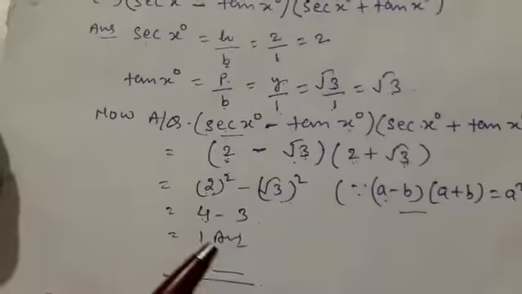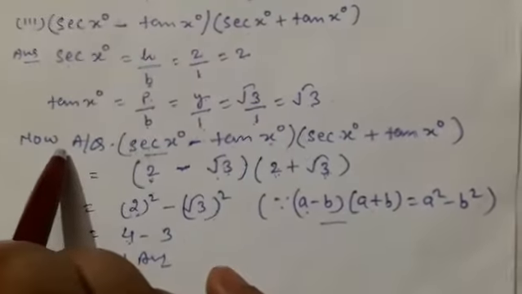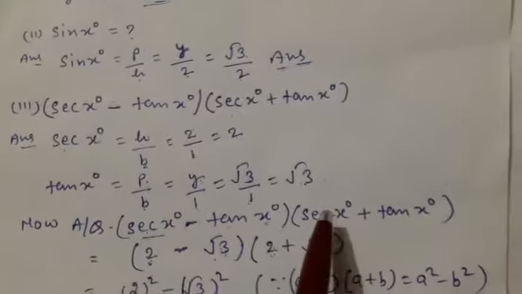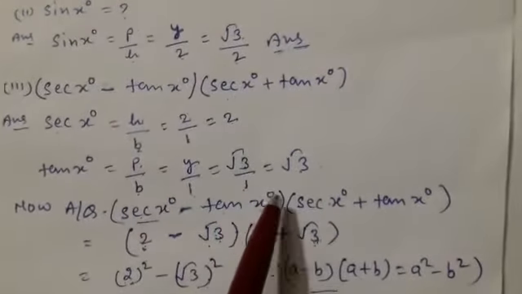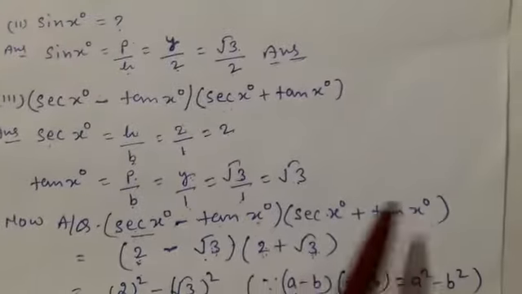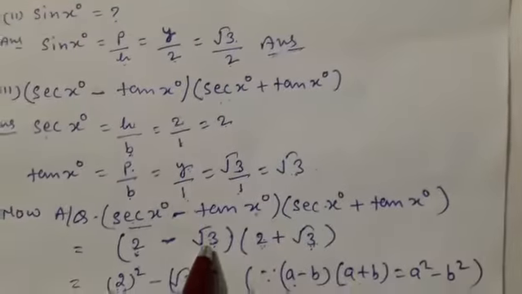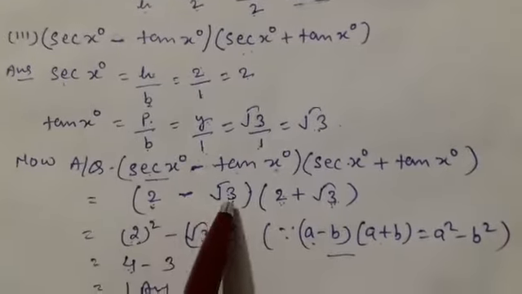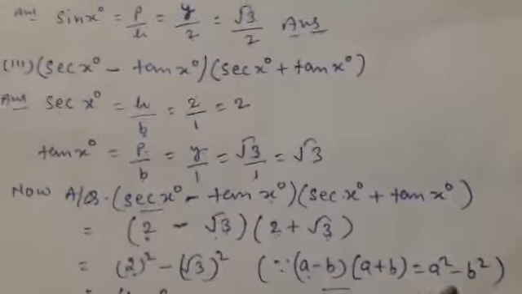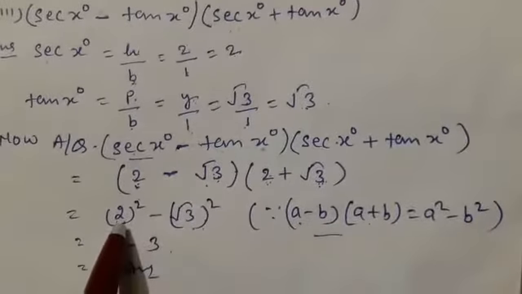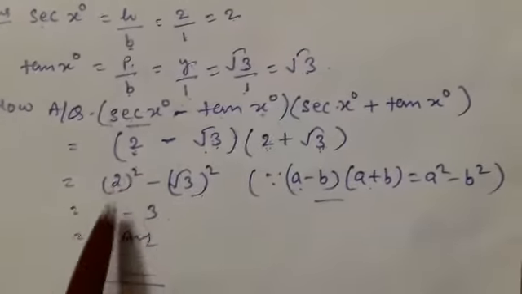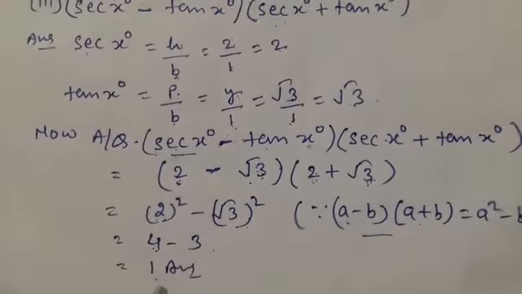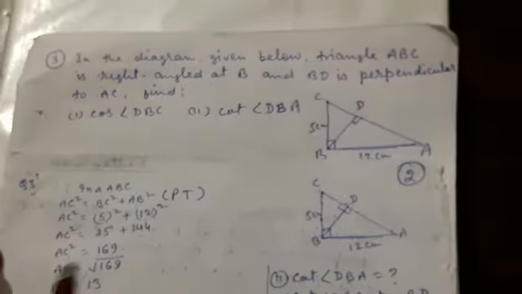Now we'll put their values in the given question. According to the question, (sec x degree minus tan x degree)(sec x degree plus tan x degree). So (2 minus root 3)(2 plus root 3). As we know, there is one identity, (a minus b)(a plus b) is equal to a square minus b square. So we can write down here 2 square minus root 3 square. So 2 square is equal to 4, minus root 3 square is equal to 3. So 4 minus 3 will be 1. This is our answer. Now we'll see next question number 3.